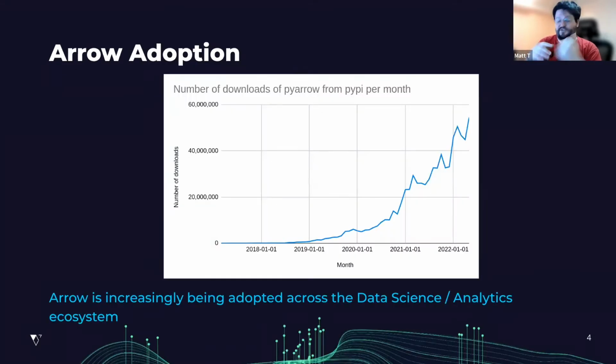Arrow is increasingly being more highly adopted. It was started back in 2016 and has just exploded since, and is increasingly being used in the data science and analysis ecosystems. Here's an example showing you just downloads of PyArrow, and you can easily see its exponential growth of people downloading the Python implementation.